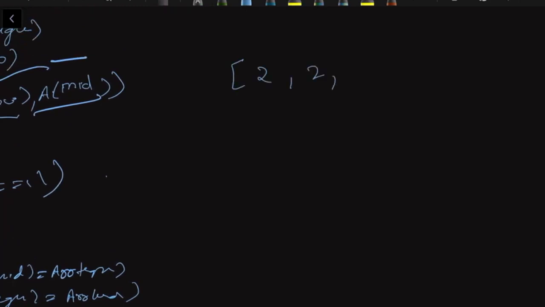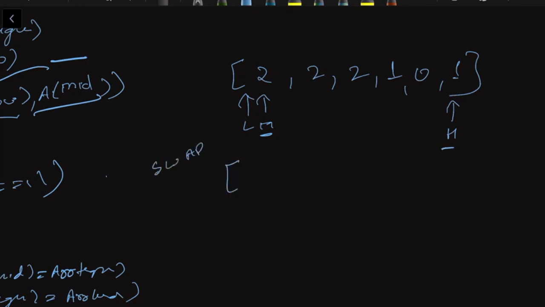2 2 2 1 0 1. We have low, medium, high. So the first iteration, the first element is 2. If the first element is 2, we'll be just replacing the medium value with the high, and then decrement the high value. So let me write swap mid with high. It will become 1, 2, same as it is. And we'll decrement the high value. So it will become here.